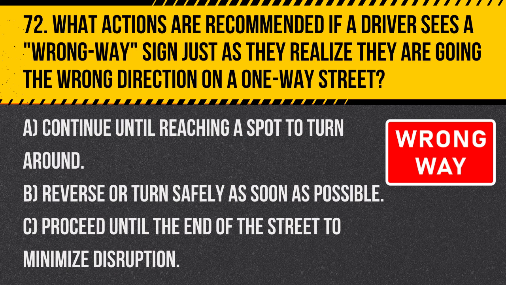A. Continue until reaching a spot to turn around. B. Reverse or turn safely as soon as possible. C. Proceed until the end of the street to minimize disruption. Answer: B. Reverse or turn safely as soon as possible. Immediate correction of a wrong-way entry is crucial to prevent accidents.